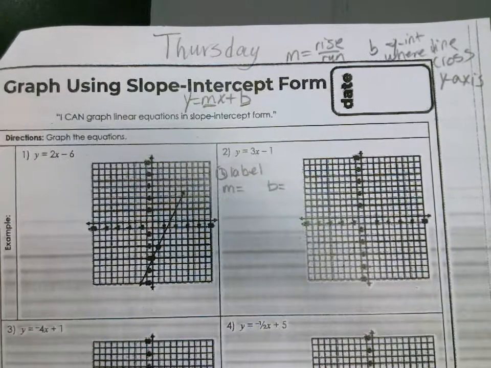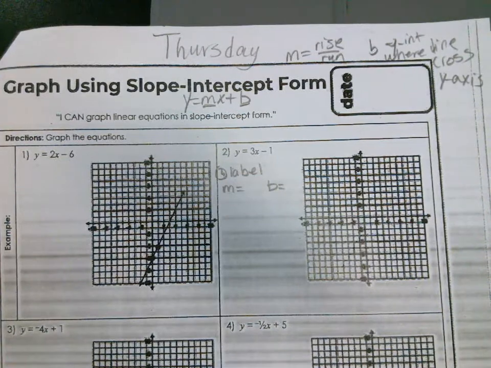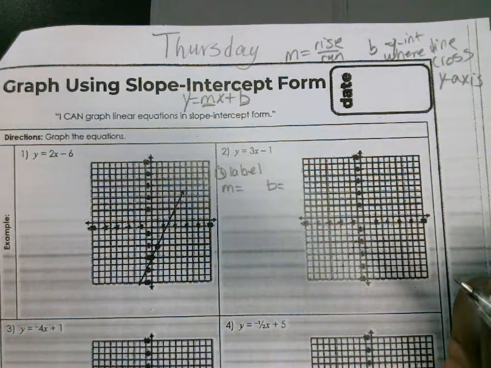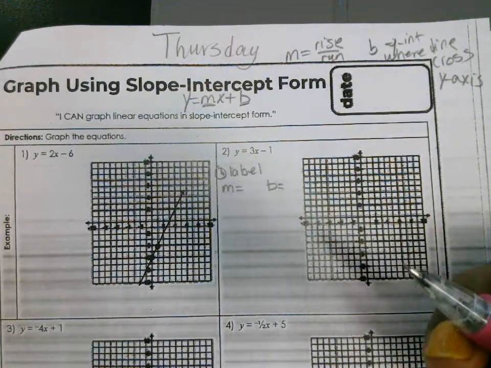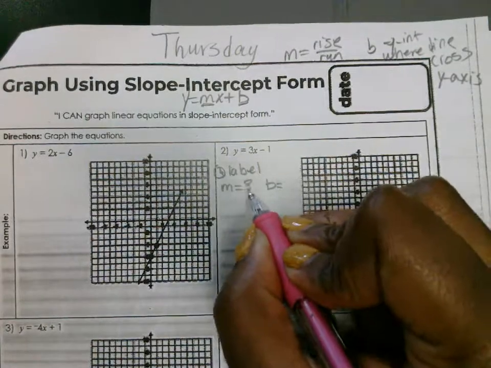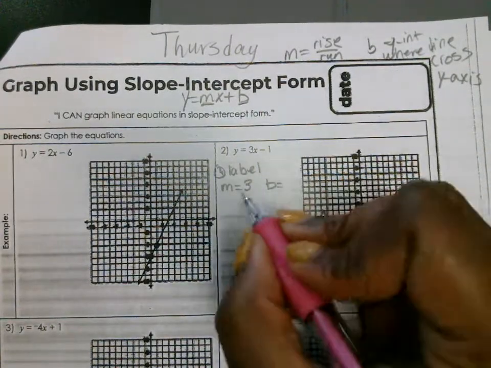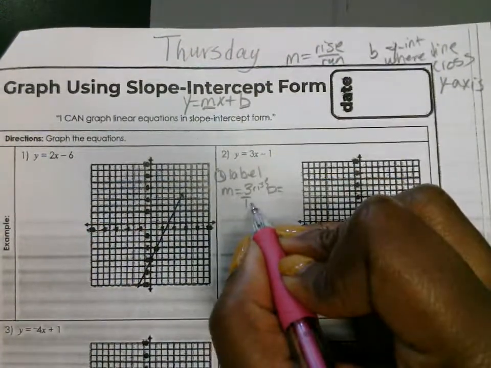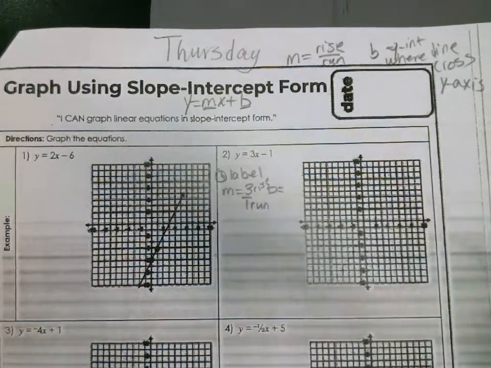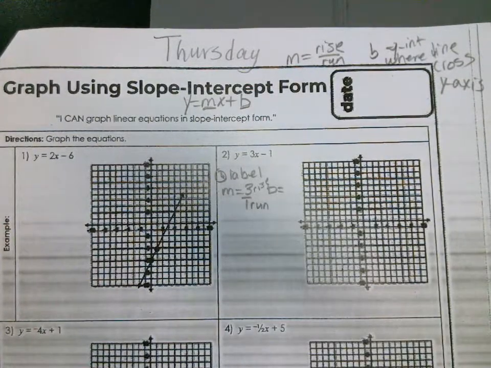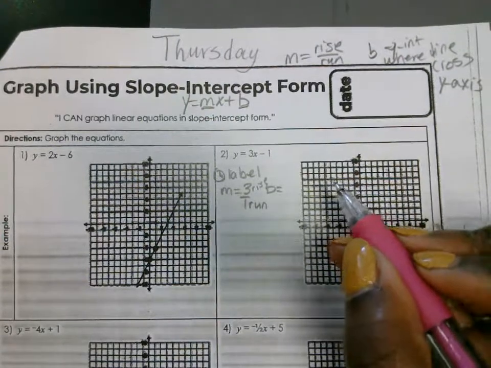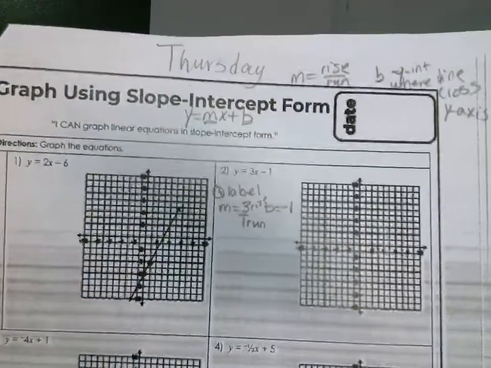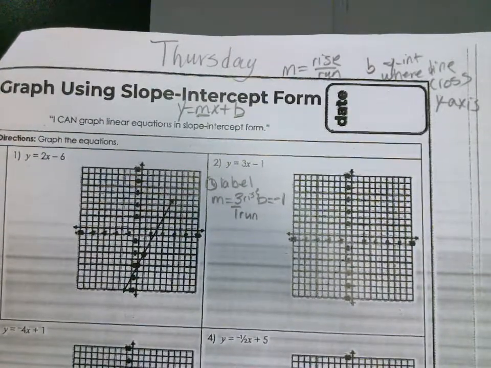Okay. Which one of those numbers is M and which one is B? Which one is M? M is 3. How do you write 3 as a fraction? 3 over 1. So that you can label the top number as rise. What do you label the bottom number as? Run. Which one of those numbers is going to be B, your y-intercept? Negative 1. Any questions about how to label?